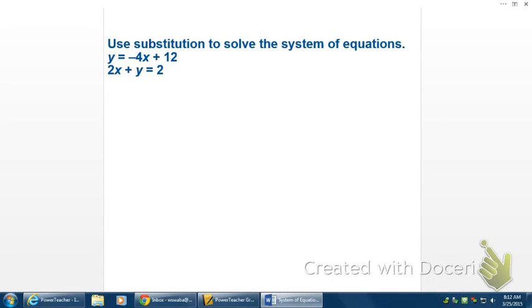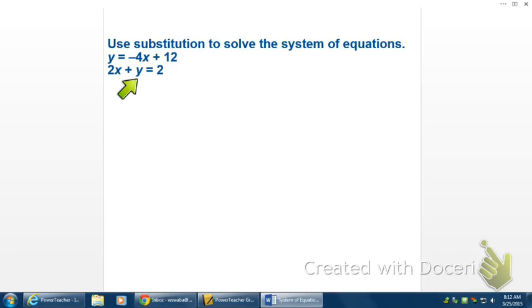Pretty simple. Hence the name substitution. You're going to be substituting one of these equations in for one of the variables. What I mean by that is use substitution to solve the systems of equations. This is y equals negative 4x plus 12. And then we have another equation, 2x plus y equals 2. Guess what we're going to do?